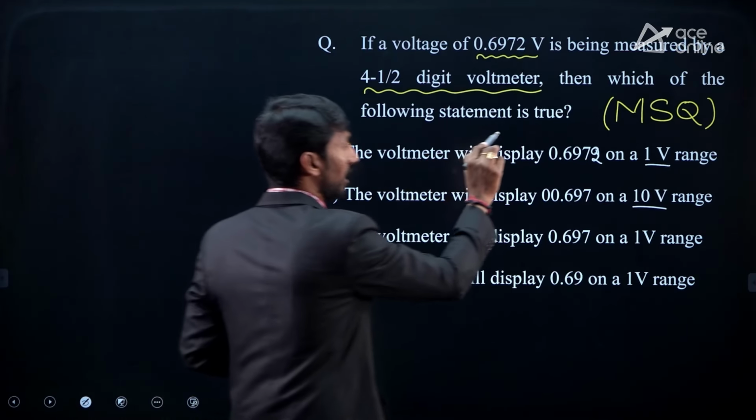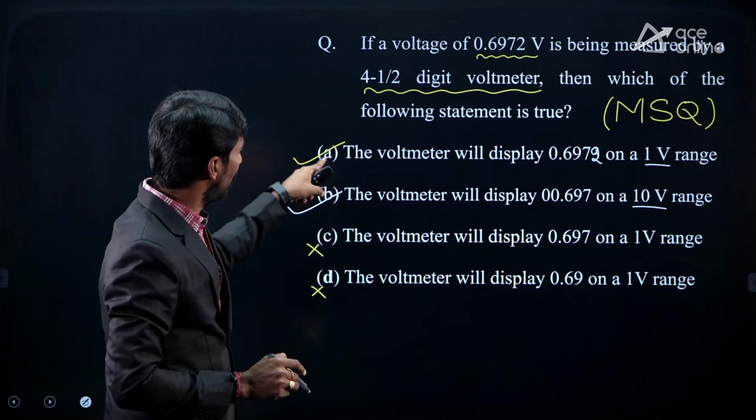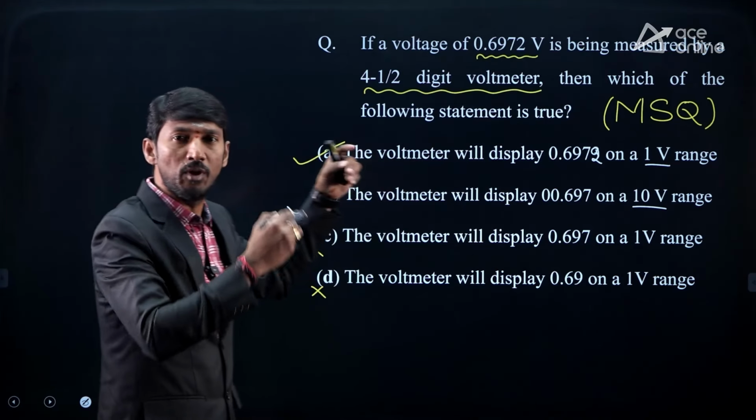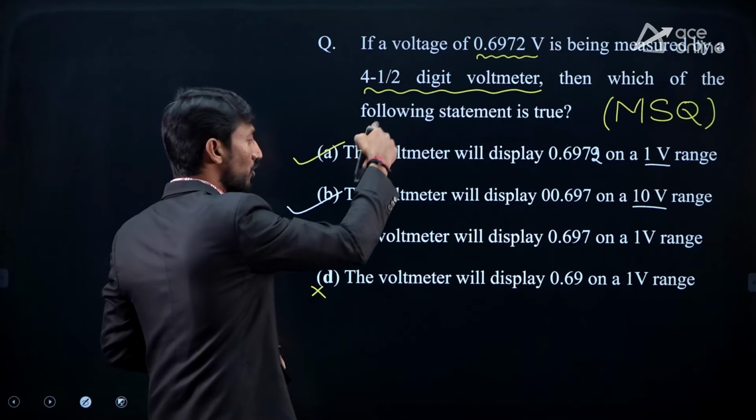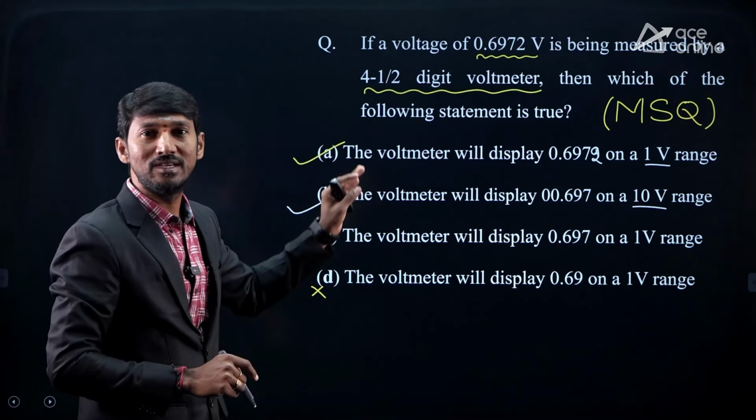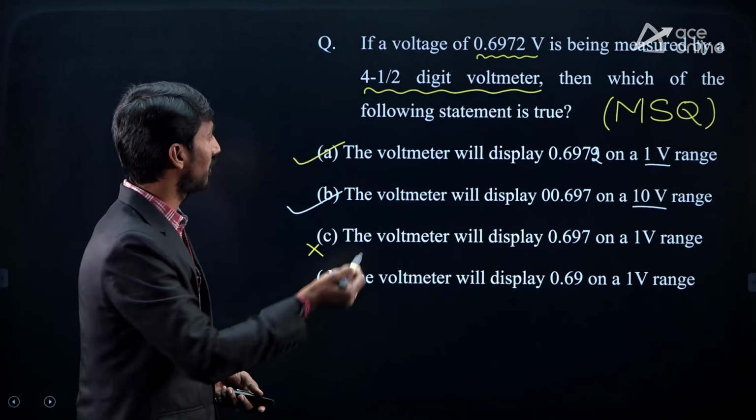So in this MSQ, these two options are correct. Why am I mentioning MSQ? Generally the moment the first option is matching, people tick and go. No, if it is MSQ, more than one option is correct, so select properly. Next question.